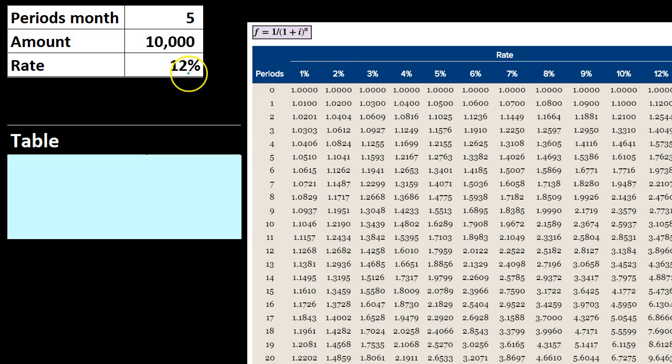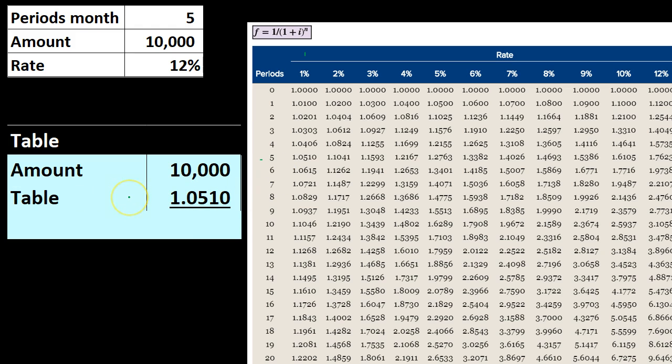Okay, so we're going to take the 12%, we'll divide it by 12, we'll get 1% per month. So here's our 1% per month. And here is the 5 number of periods. So we're going to have the amount 10,000, then our table amount 1.0510, and that's going to give us our future value of 10,510. So again, that's going to be with the use of the 1% as opposed to the 12%, given the fact we're talking about months rather than years.